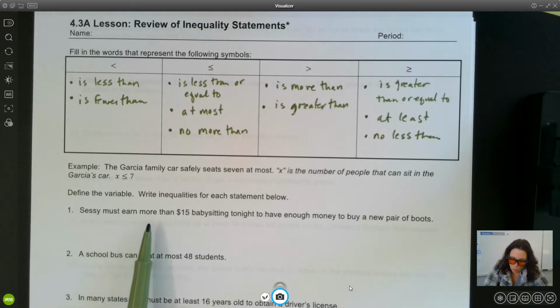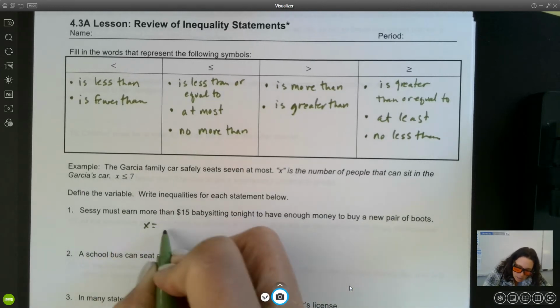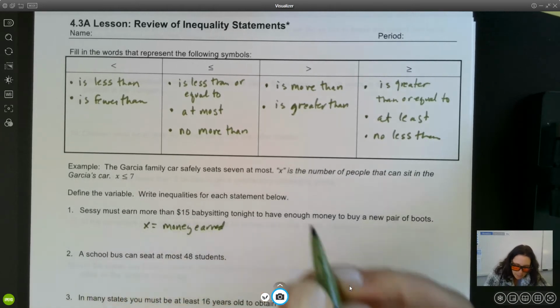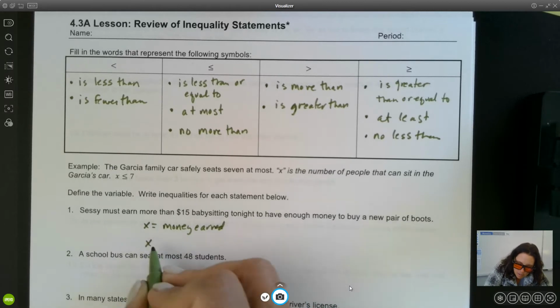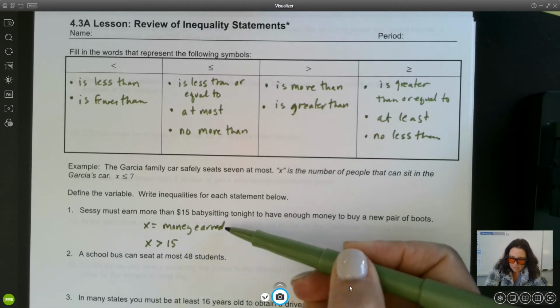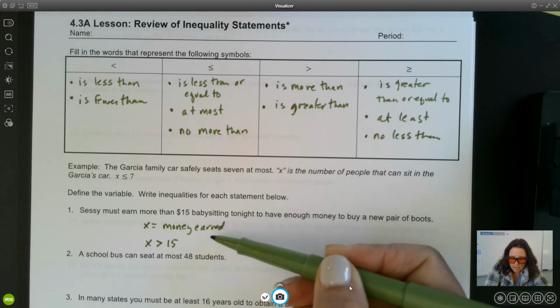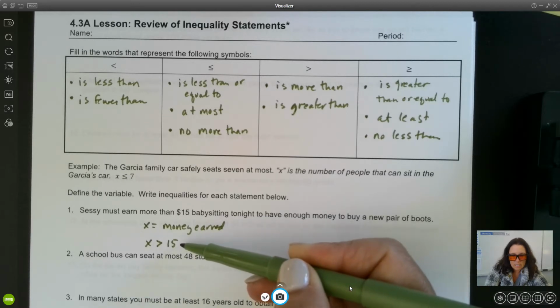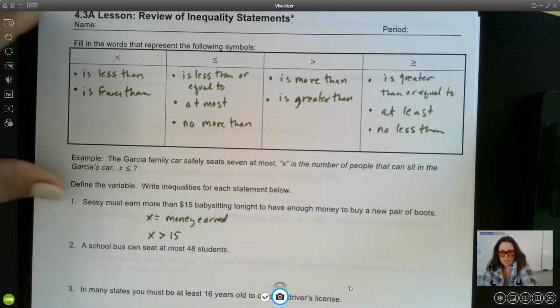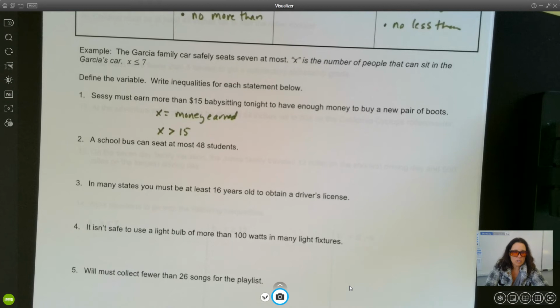All right, so define a variable and write inequalities for each statement below. Ceci must earn more than 15 bucks babysitting tonight to have enough money to buy a new pair of boots. So let's let X be money earned. And it says that she must earn more than 15 bucks. So this, my friends, is defining a variable. And this, my friends, is writing an inequality for the situation. Now we're just going to repeat that process in these other scenarios here.